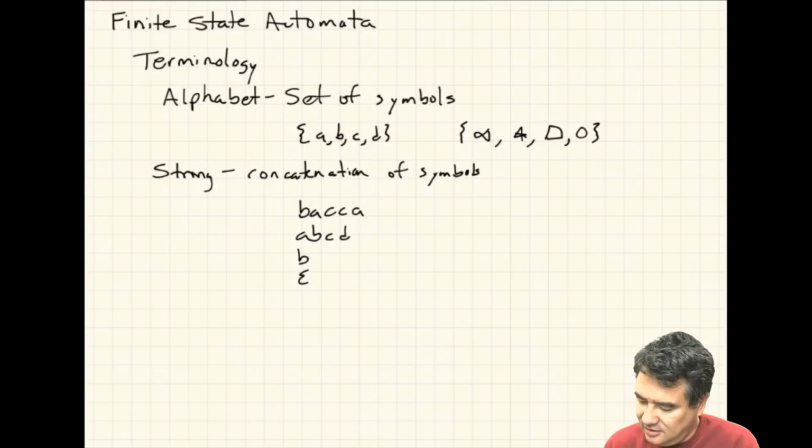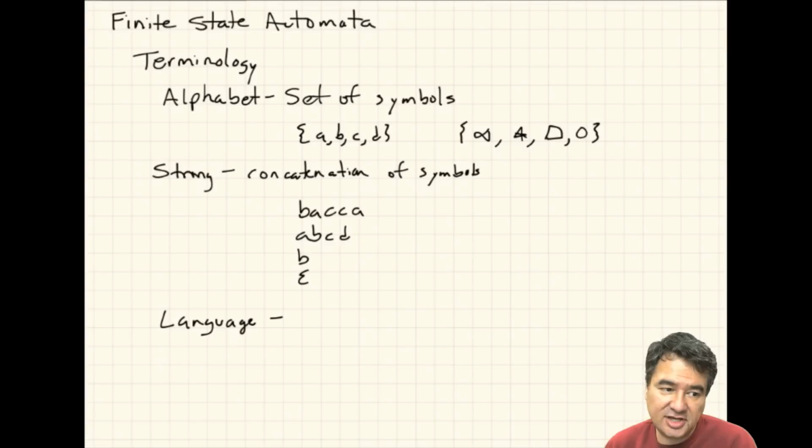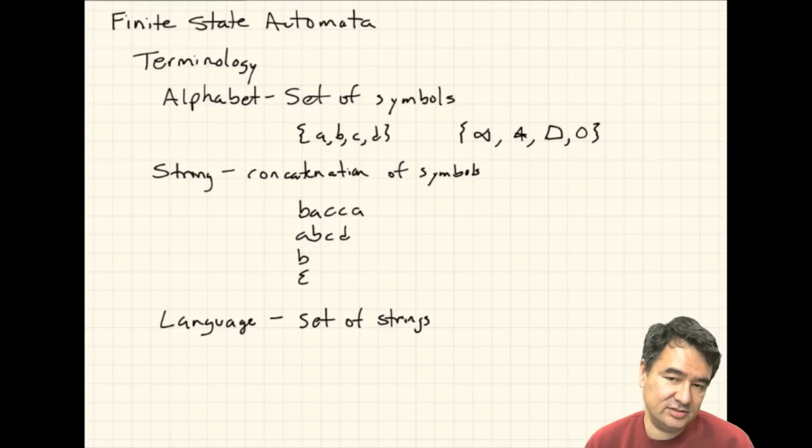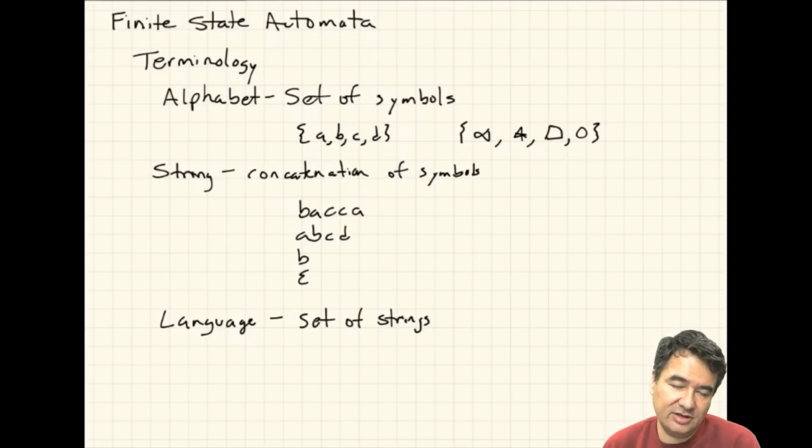And then a language is the set of all the possible strings that you want to accept. This set could be finite in size. It could be just a few things in it. There could be many things in it. There could even be an infinite number of strings. You can create a finite state machine that accepts an infinite number of strings, but they still follow a specific pattern.